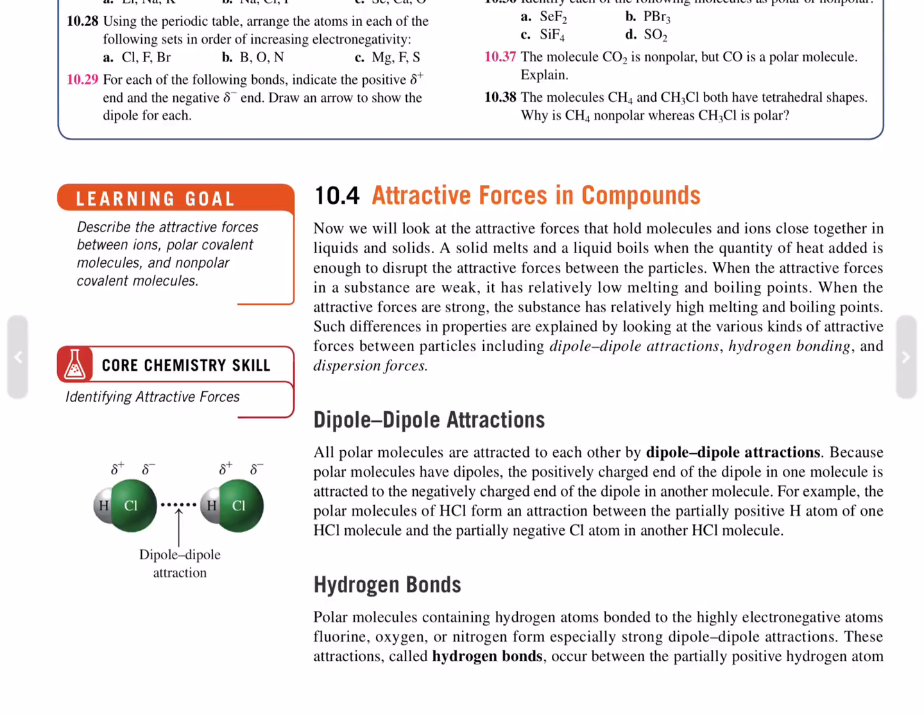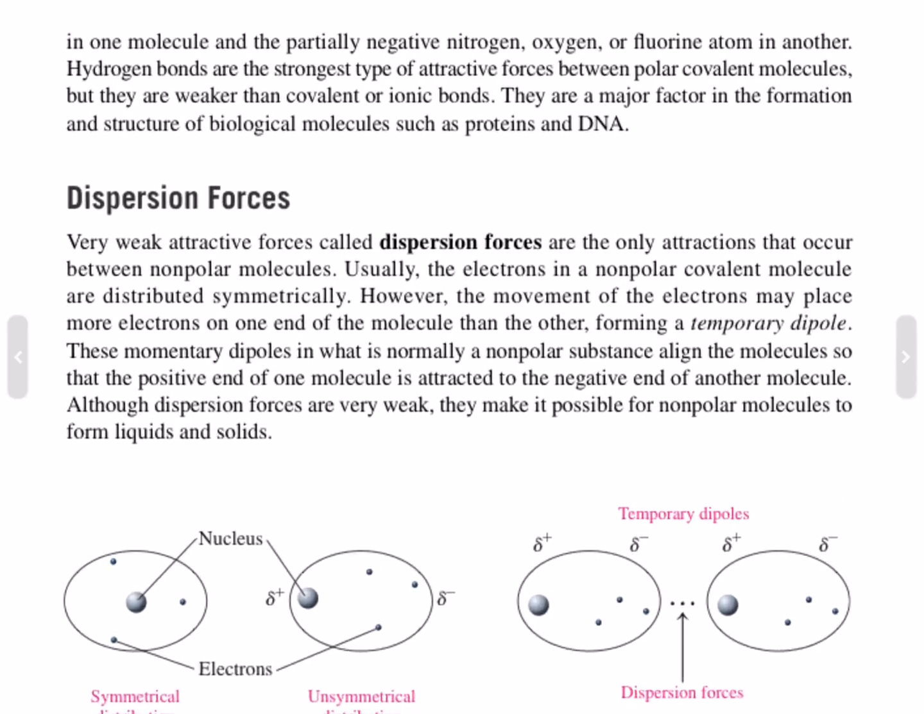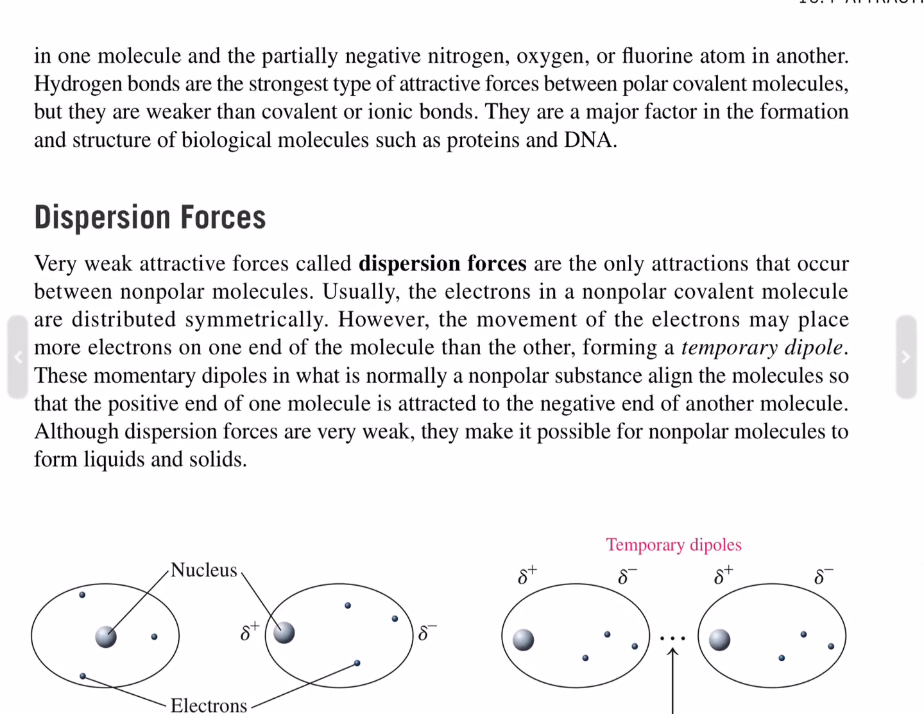Hydrogen bonds. Polar molecules containing hydrogen atoms bonded to highly electronegative atoms, fluorine, oxygen, or nitrogen, form especially strong dipole-dipole attractions. These attractions, called hydrogen bonds, occur between the partially positive hydrogen atom in one molecule and the partially negative nitrogen, oxygen, or fluorine atoms in the other. Hydrogen bonds are the strongest type of attractive force between polar covalent molecules, but they're weaker than covalent or ionic bonds. They are a major factor in the formation of structural or biological molecules, such as proteins and DNA.